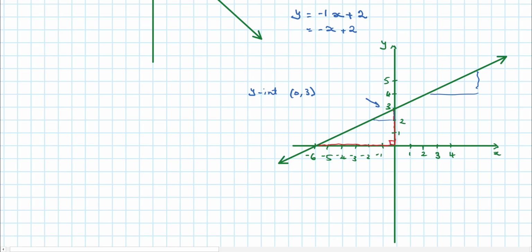And I can see really quickly that my run is 6 and my rise is 3. So let's write gradient equals rise over run, and that would be a rise of 3 over a run of 6, which is the same as a half. So my equation, remembering it's mx plus b, has a gradient of a half: y equals a half x plus 3.